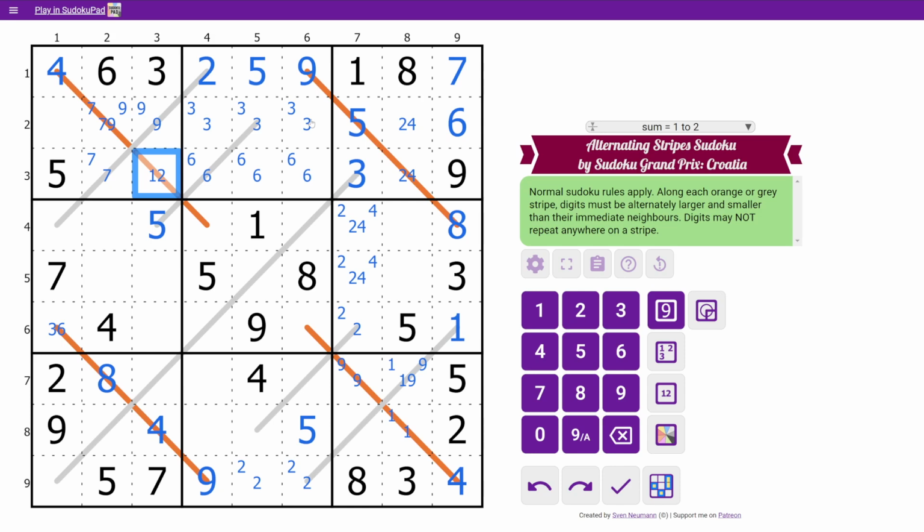And again, if it's a 1, it would have to go back up to a 2. Or well, no, wait, it could go up to higher. Well, anyway, it has to go back up. So it has to go back up to at least a 3. Can be a 4, can be a 6 or a 7. I think.